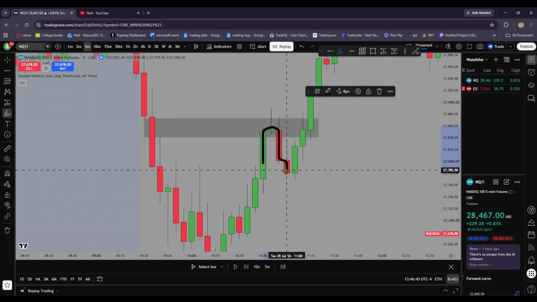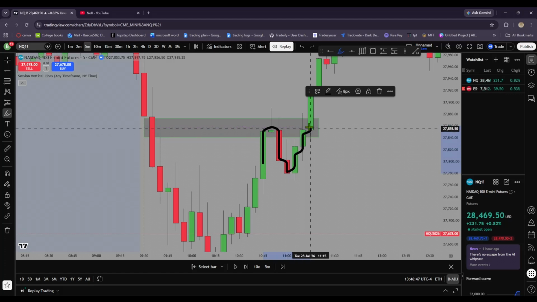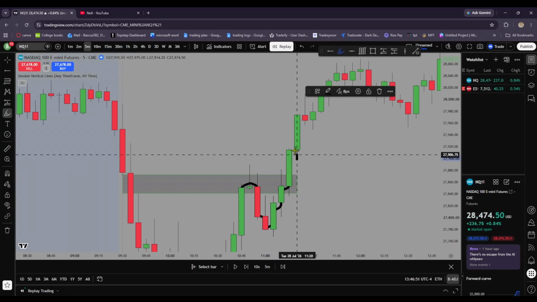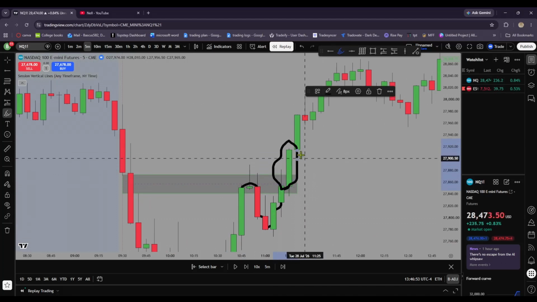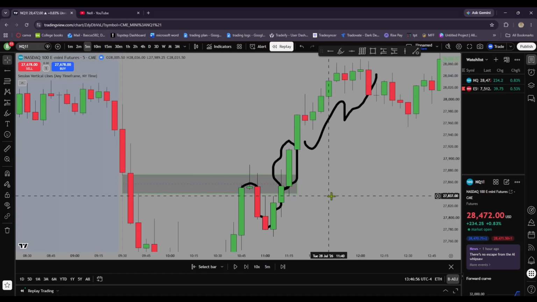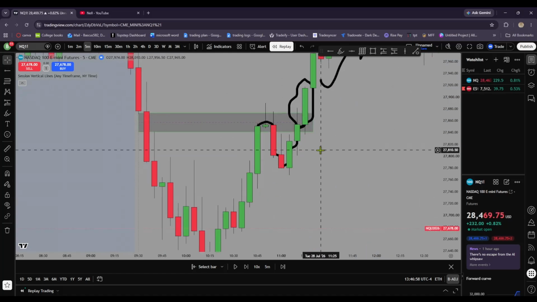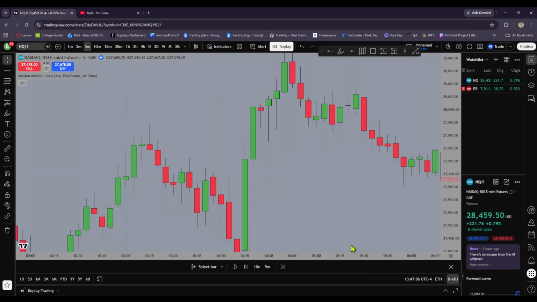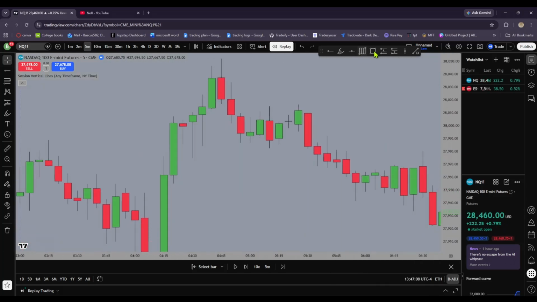Okay, 2 things can be true at once. So we originally respected it, but then we get a close outside of it. And at that point, we disrespected the fair value gap due to this candle right here. And we continued higher, which then turned this into a bullish inverse fair value gap. So yes, guys, keep in mind that sometimes we can originally respect a gap and then end up disrespecting it.